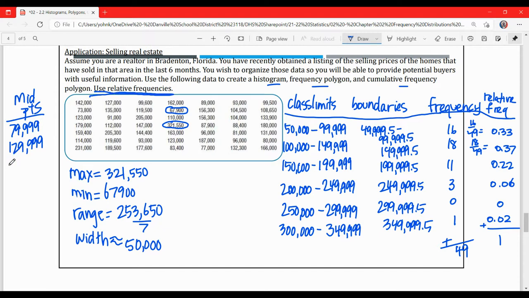Again, these should be 50,000 apart. So I can find the next ones: 179,999, 229,999, 279,999, 329,999.